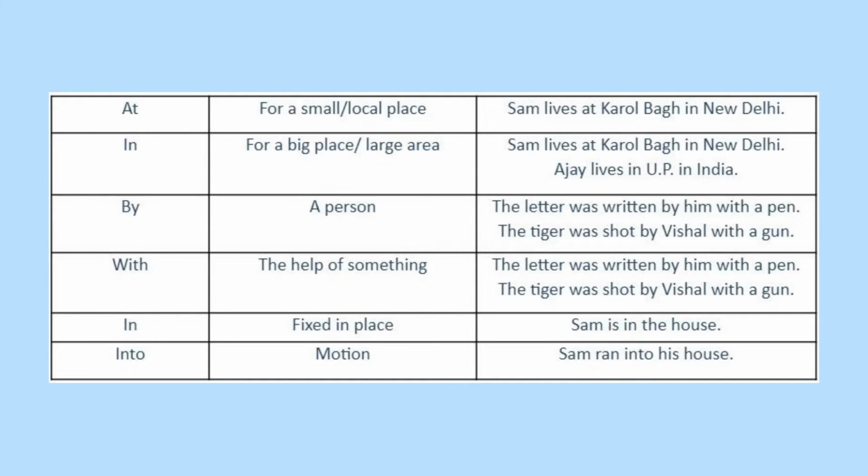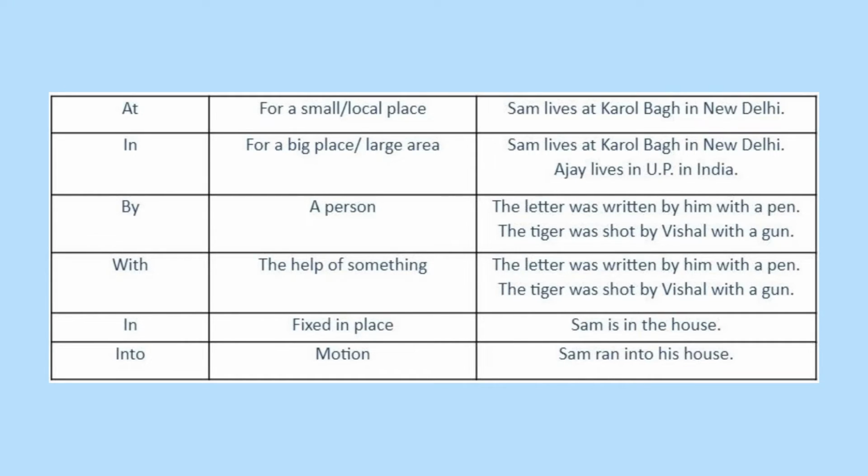Let us take another example. Ajay lives in UP in India. Here, both UP and India are big places. So, the preposition in is used for both.